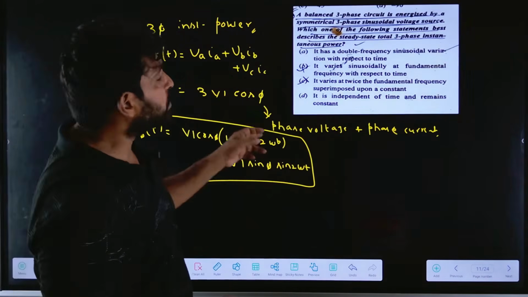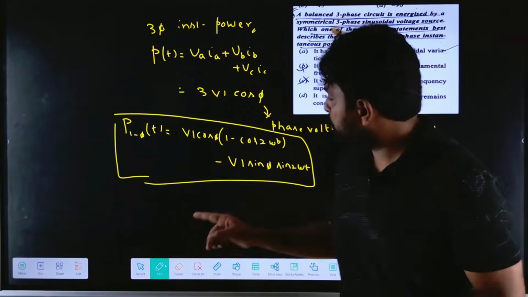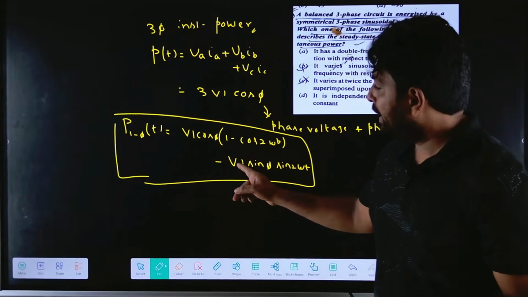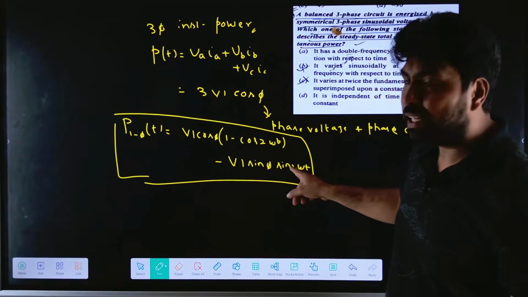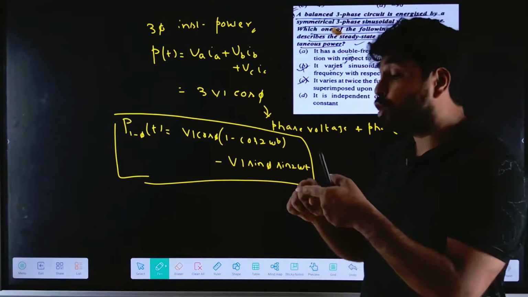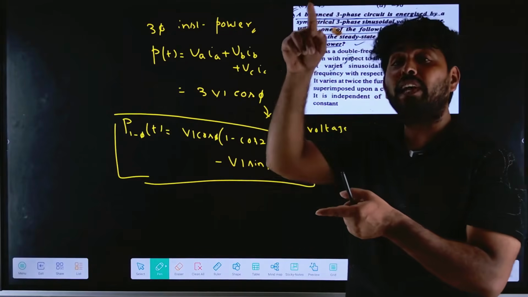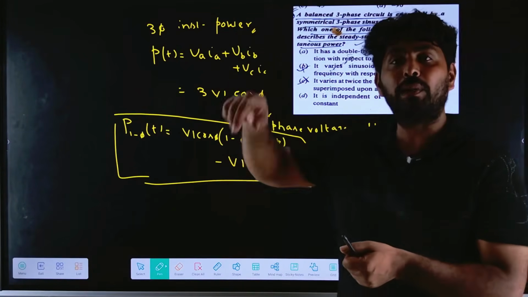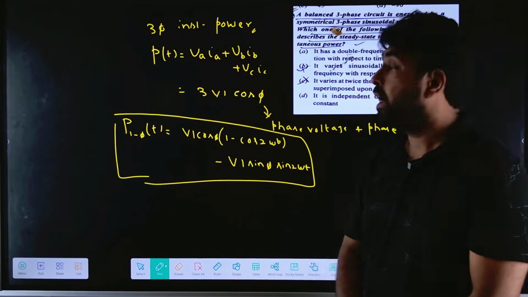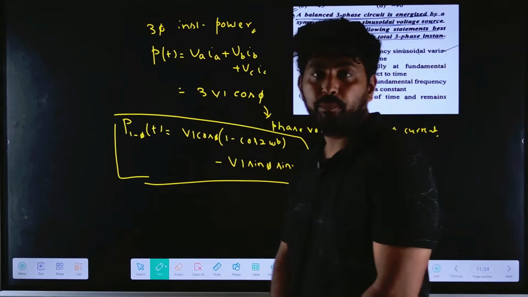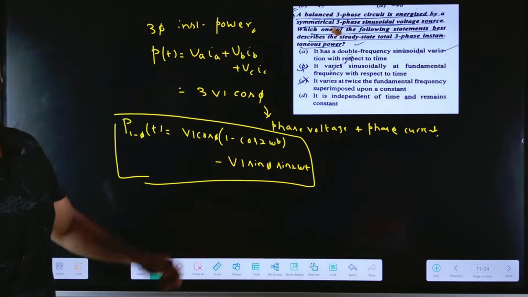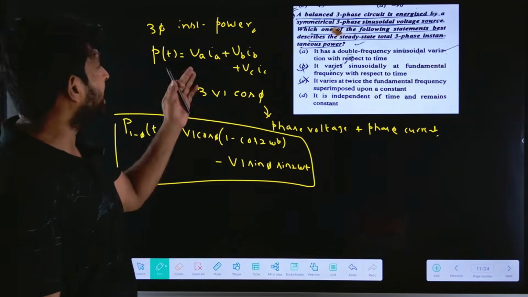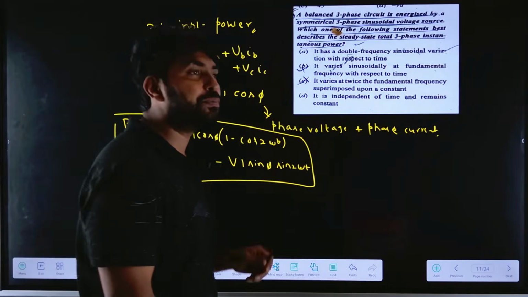So what is the difference between these two? If you observe in the single phase, either the active power or the reactive power, what is the frequency here? It is 2 omega t, double the fundamental frequency. They are oscillating with double the fundamental frequency. But if you take the three-phase power, the instantaneous power is constant. So this is the advantage of three-phase. The instantaneous power is constant.